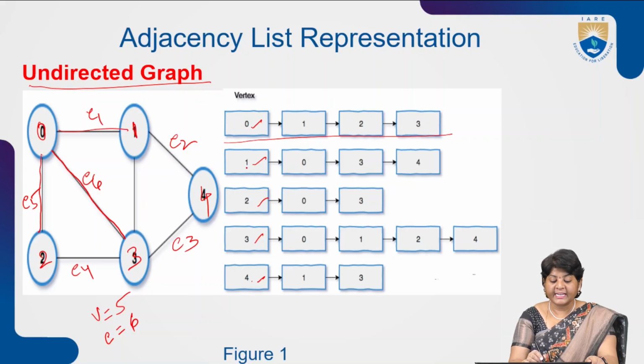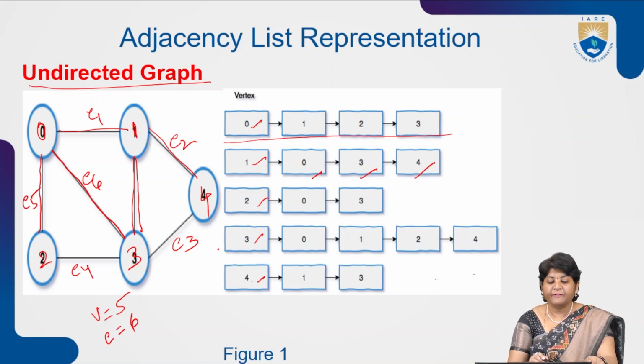Similarly, for vertex 1, it is connected to 0, it is connected to 3 and it is connected to 4. So here 1 is connected to 0, 1 is connected to 3, 1 is connected to 4. In computer's memory, it is stored in this format. It will store the vertices with the corresponding neighbor vertices.